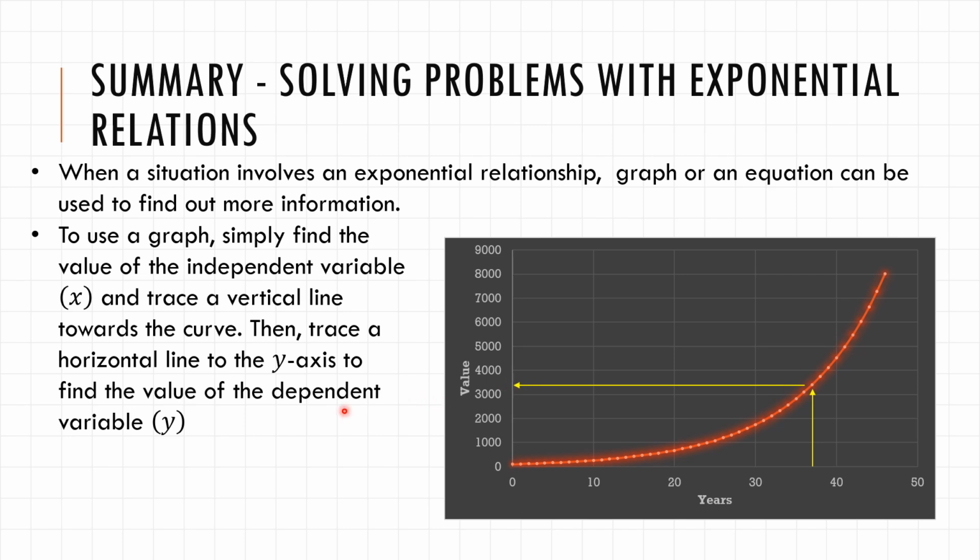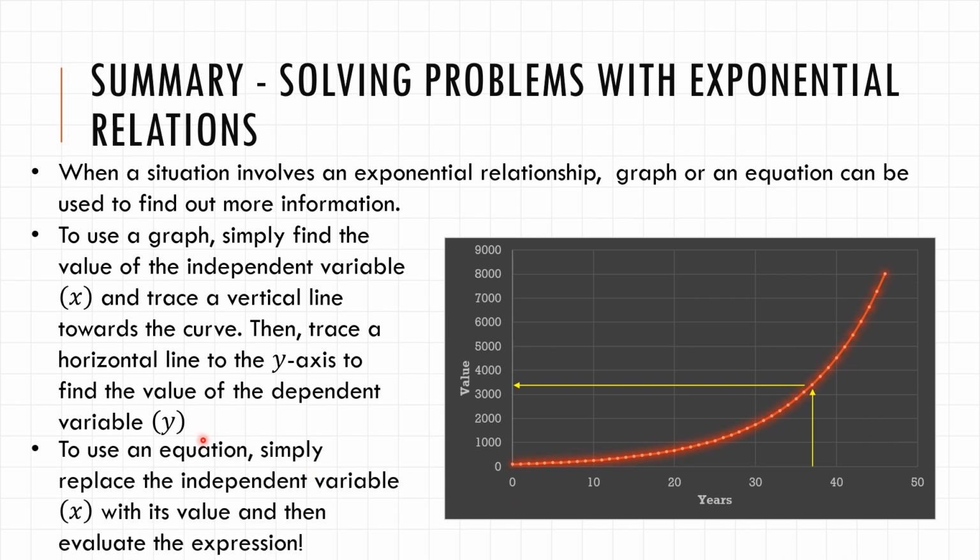Now, this is not the best way to find an output with an exponential relation. It would be way better to use an equation where you can just plug in the value of x. So if this was our equation, we could just plug in 37 and get the exact number instead of trying to fiddle with a graph. And that was this entire unit.